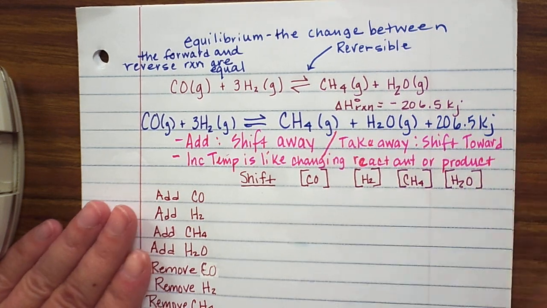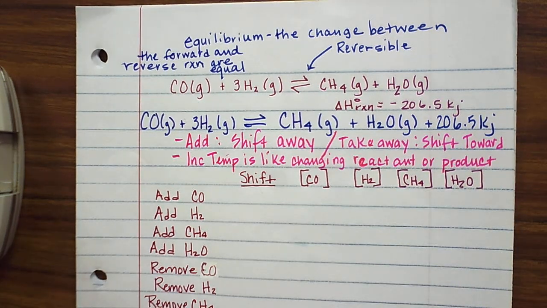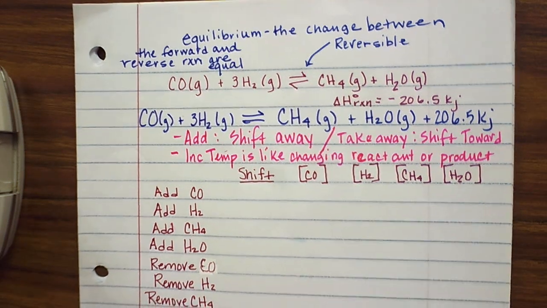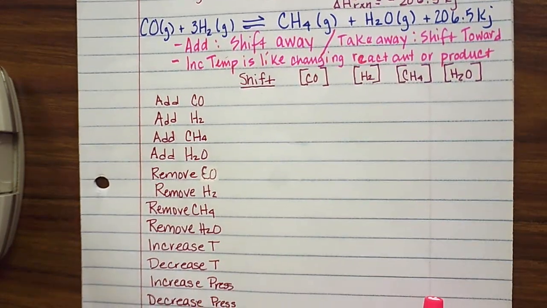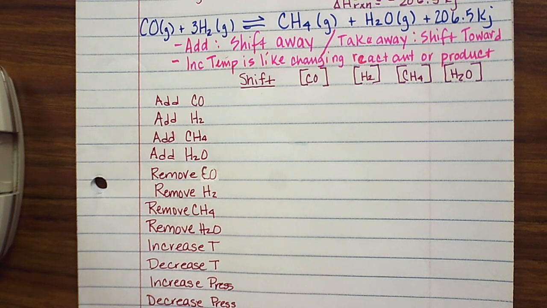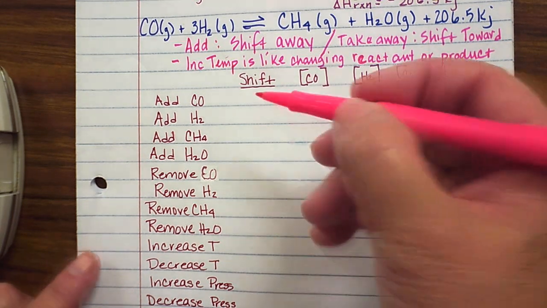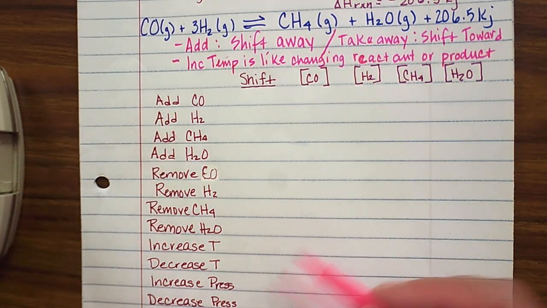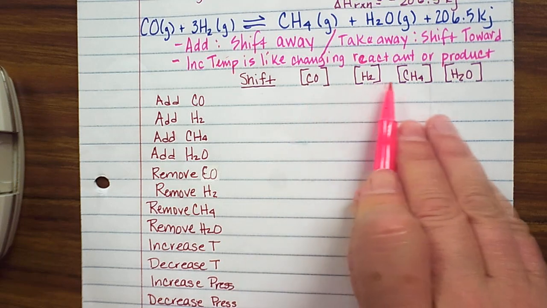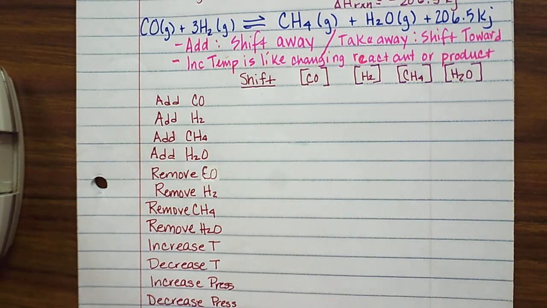Okay? So let's take a look. Now I've set up a little grid here. And you can set this grid up too. I'm going to move this up just like this. You can set this grid up too. All right. And so first we're going to define the shift when we do this. And then the next thing we're going to do is determine the change in each one of the concentrations.